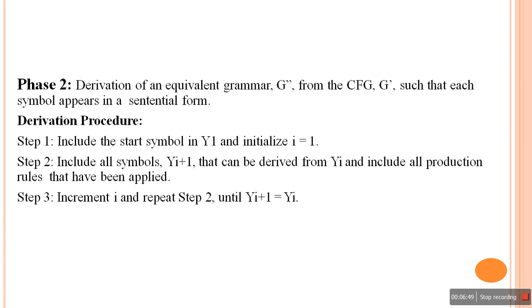Step 1, include the start symbol in Y1 and initialize i equals 1. Step 2, include all symbols Y(i+1) that can be derived from Yi and include all production rules that have been applied. And step 3, increment i and repeat step 2 until Y(i+1) is equal to Yi.